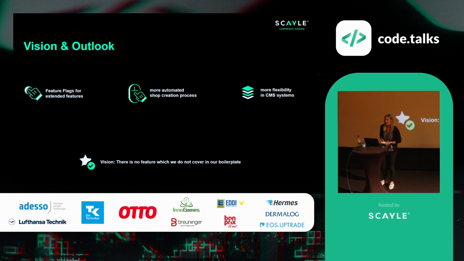Then the second one would be that we have a more automated shop creation process. Currently, if we create a new shop, there's a lot of manual effort we have to do. And right now we are already working on ideas how to make this more automated and less manual effort. Then the third point is that we want to have more flexibility in CMS systems. As I mentioned before, right now we are using Storyblok. And we would like to offer more CMS systems for our clients, so that they have a greater choice which CMS system they would like to use.